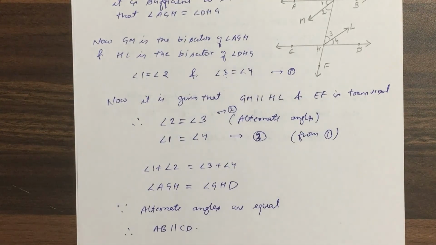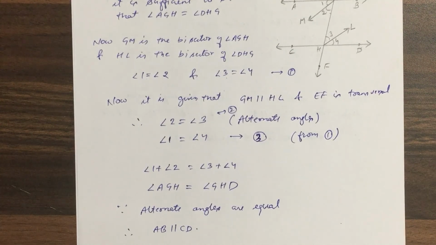Okay, clear? So this completes today's lecture. In the next lecture we will study the angle sum property of a triangle, which means the sum of all the angles of a triangle is 180 degree. I hope today's lecture is clear to you. Okay, thank you.